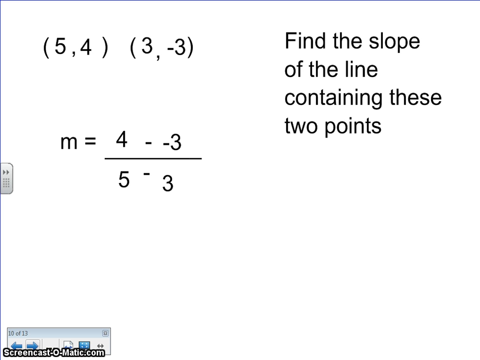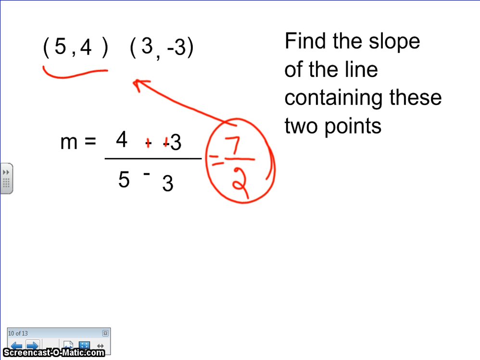Now we have a bit of arithmetic. We've got 4 minus -3, which is really 4 plus 3, which gets you to 7. And we've got 5 minus 3, which is 2. So the slope of this line, the line that contains those 2 points, would be 7 over 2. If we were to graph it, you would go up 7 over 2 to move along the line.